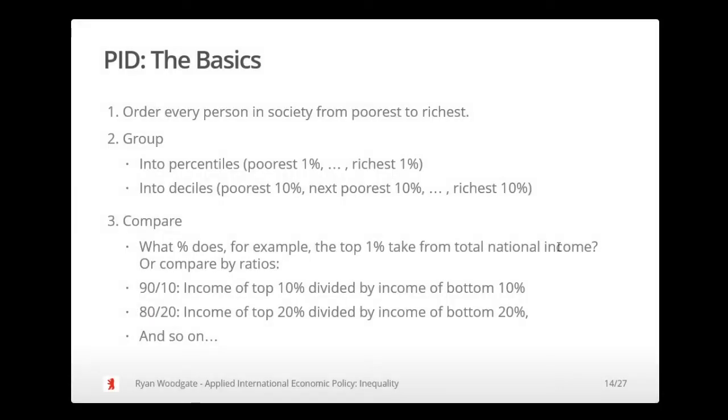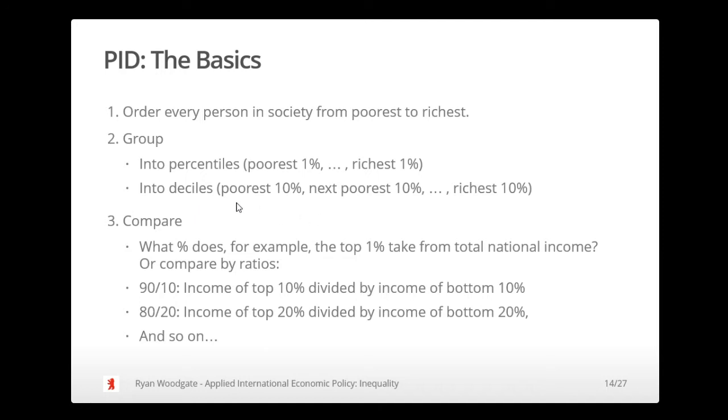The basic idea or structure of any personal income distributional variable is to follow this sort of structure. So first, order every person in society from the poorest to richest, and then group them into percentiles. So you can have 100 different groups: the poorest 1%, the next poorest 1%, all the way up to the second richest 1%, and then the richest 1%. And then you see how much income each percentile owns. Or you can group them into deciles: poorest 10%, next poorest 10%, and so on, and see how much they own.